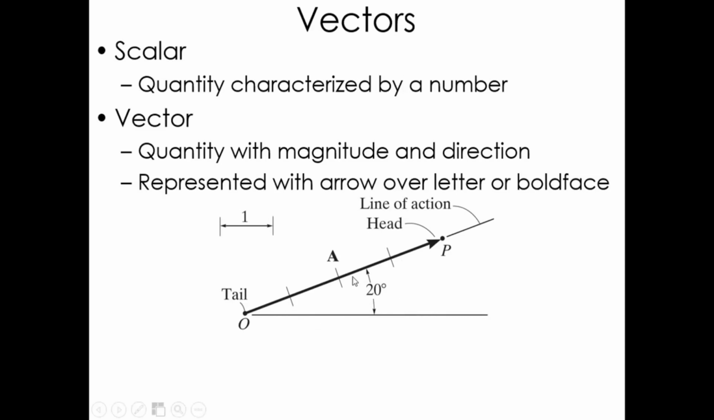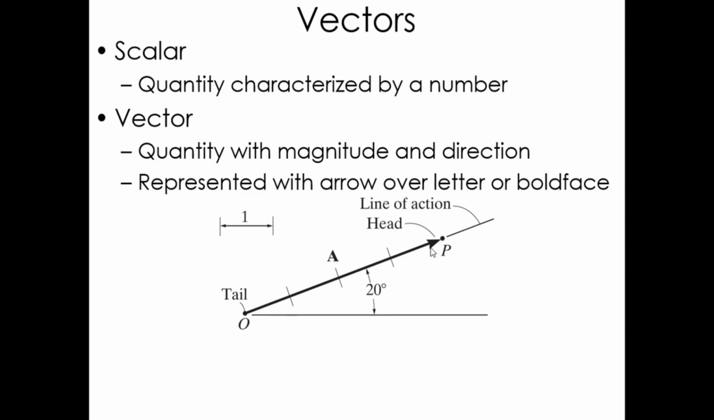So again, the length of this represents how large the number, how big the magnitude is. So if this is 1, okay, this vector drawn here is 1, 2, 3, 4 long. So it has a magnitude of 4 and a direction at 20 degrees from the horizontal. Okay, and it's heading up and to the right. The arrow shows what direction it's heading in.